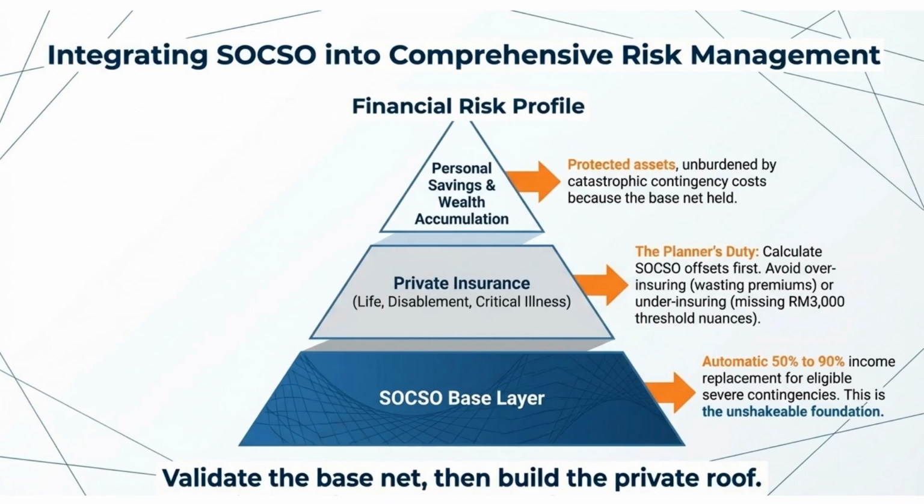The financial planner's duty is to validate the base layer first. This means calculating the exact SOCSO benefits available to the client, then designing the private insurance layer to fill the residual gap. Over-insuring wastes premiums, while under-insuring exposes the client to risk. A planner who ignores the RM3000 threshold nuances, for instance, might recommend coverage for an employee who is not even eligible for the full invalidity pension scheme.